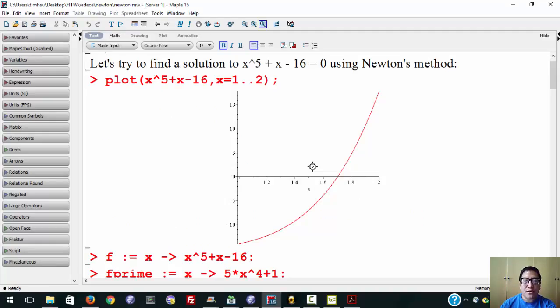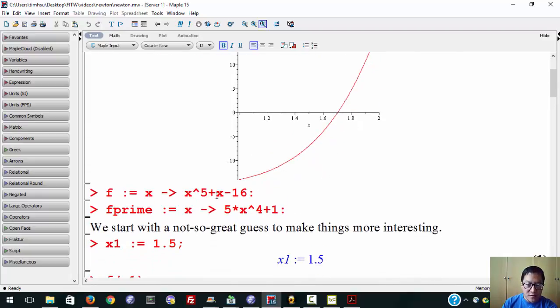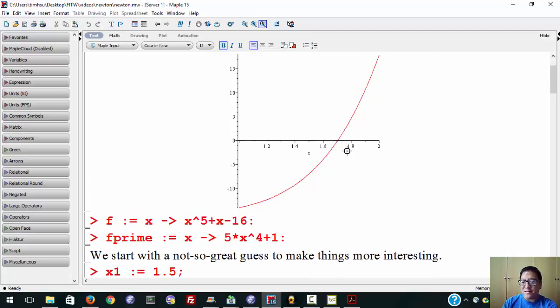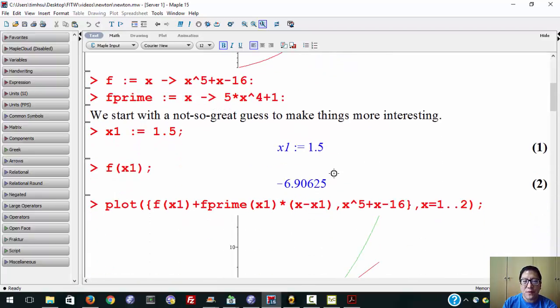All right, returning to our actual example. So let's try to find a solution to x to the fifth plus x minus 16 is equal to 0 using Newton's method. So here's the graph of f of x equals x to the fifth plus x minus 16. And we can see that there seems to be a solution around 1.7. Oh yeah, and here's f of x, and here's f prime of x. If you're really doing this, you'd guess 1.7, I'm pretty sure. But just to make this more interesting, let's get started with a guess of 1.5.